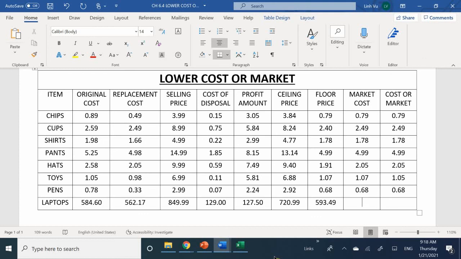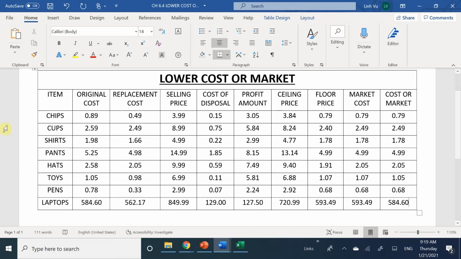562.17. Is that lower than 593.49? Yes. It is lower. So therefore the floor is actually going to be the market price here, because this number is actually going to be in the middle. Okay? So then now we have that, which one's lower? The original cost of $584.60 or my market price of $593.49? Original cost. The original cost here is indeed going to be lower. Okay? So there you go.